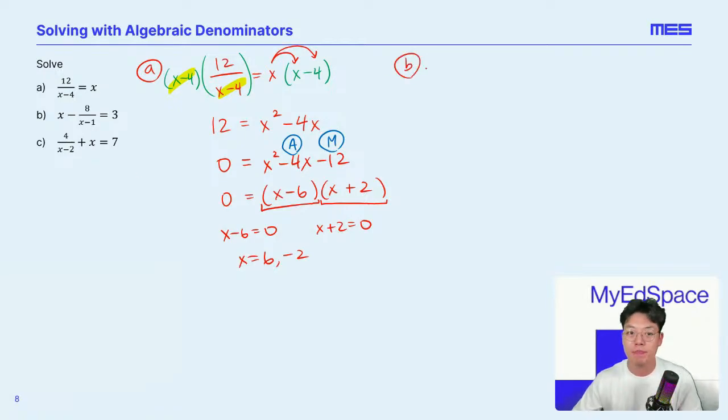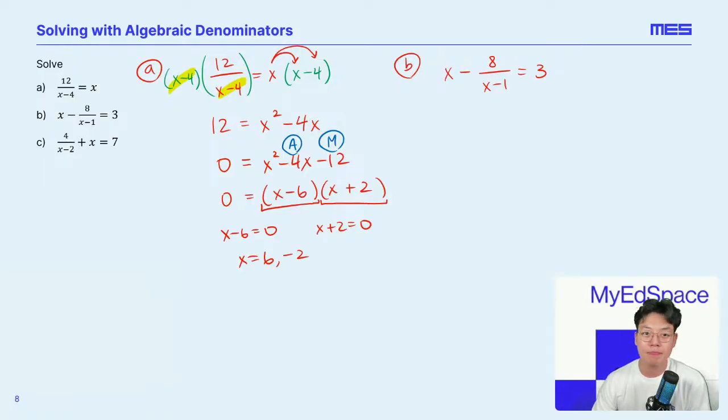Letter B. We have (x - 8)/(x - 1) = 3. What can we do here to make this a little simpler? In our first example, we had just the fraction by itself, so let's try to make that a theme. Let's try to keep the fraction by itself on one side of the equation if we can, and move everything else to the other side.